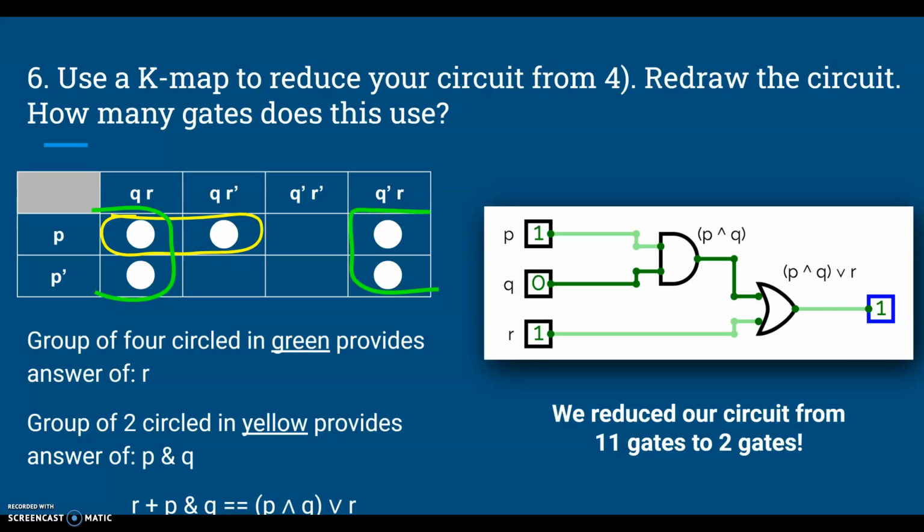From our green circle, we can tell that R is the only thing which is consistently true among those four values. Thereby we know that R alone could also turn on our circuit. Combining these two conclusions, we can simplify our statement with P and Q turning the dehumidifier on, or R itself. Hence you can see at the bottom of our page here, P and Q or R, reducing our circuits from 11 gates to 2. Much easier to read.